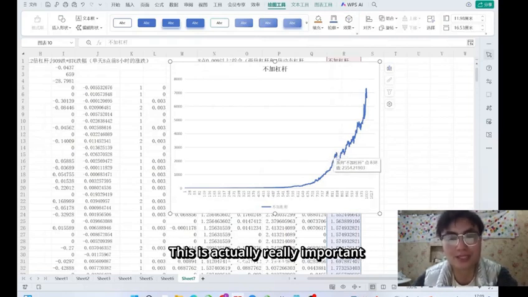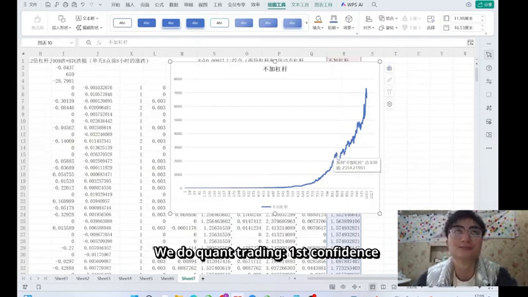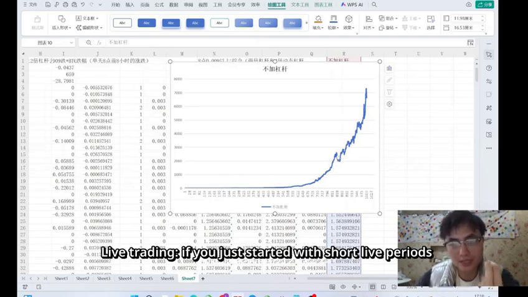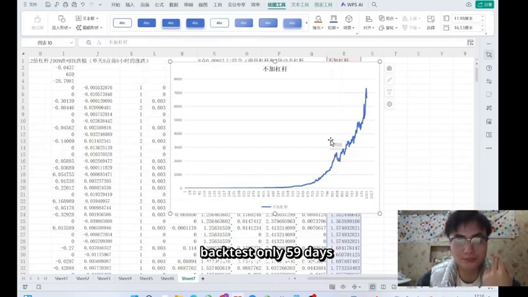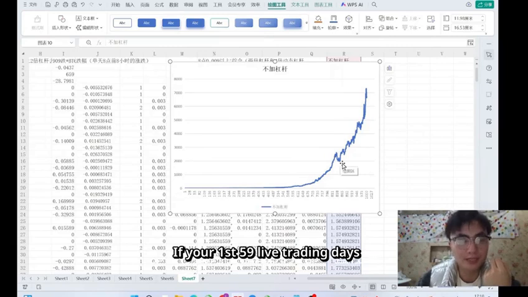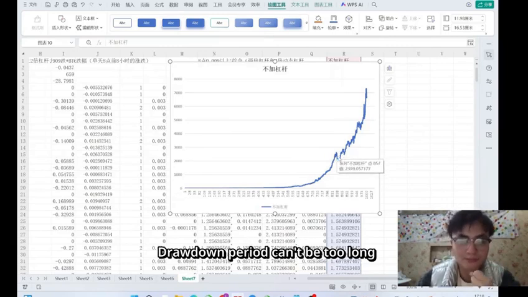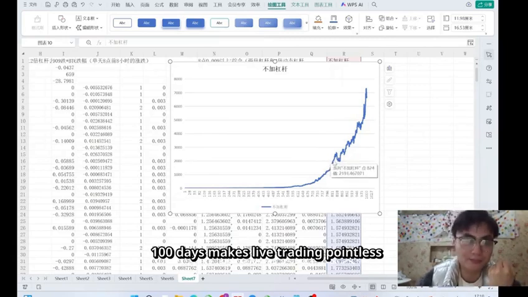This is actually really important. We do quant trading. First confidence, second live trading. Your confidence comes from your backtesting. Live trading: if you just started with short live periods like this test, the backtest is only 59 days. If your first 59 live trading days keep dropping without recovery, you'll lose confidence. Drawdown period can't be too long. 100 days makes live trading pointless.